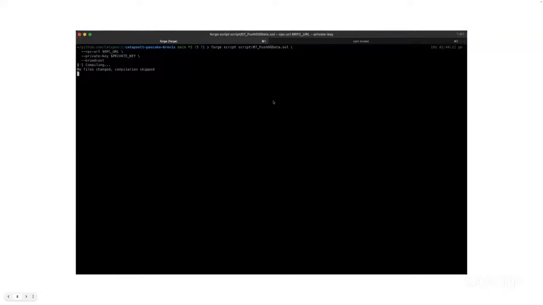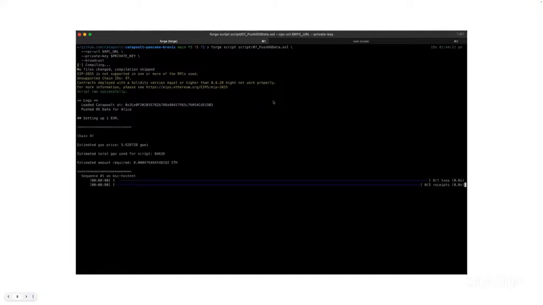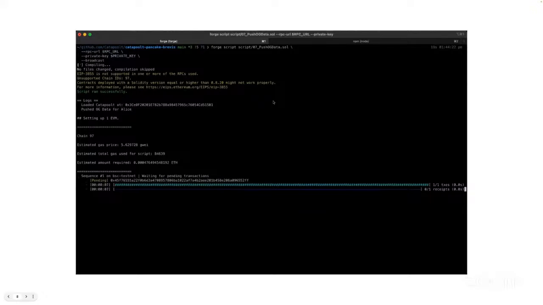And back to the console. So here we are pushing Brevis proofs that qualify Alice as an OG because she earned more than 10 wrapped BNB in the past 30 days.